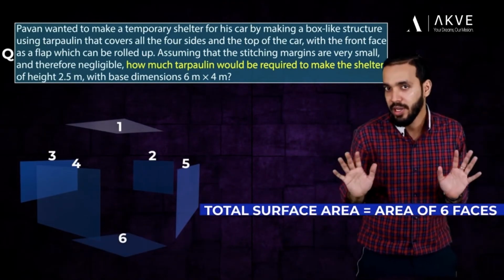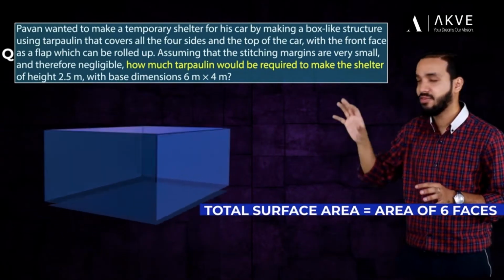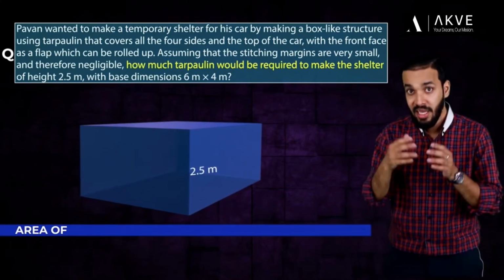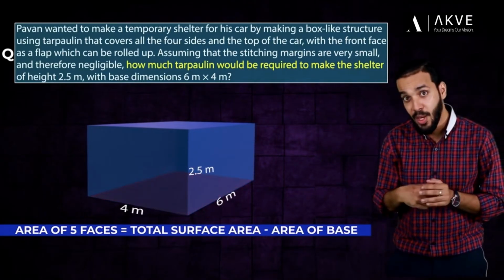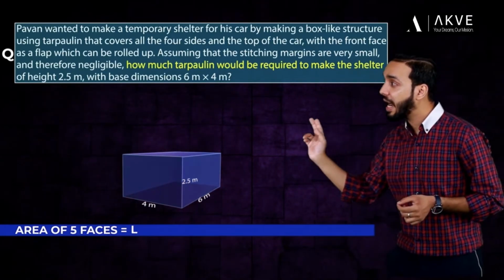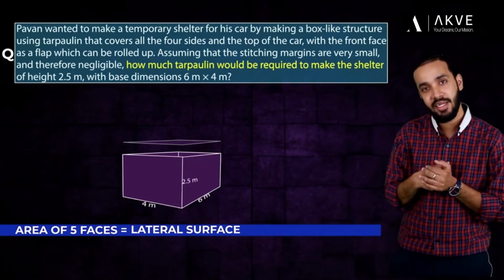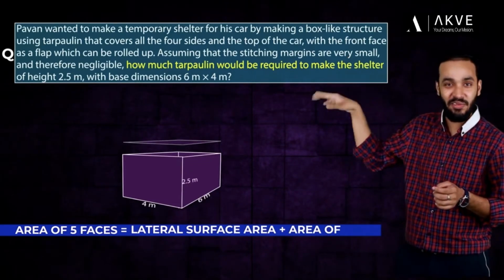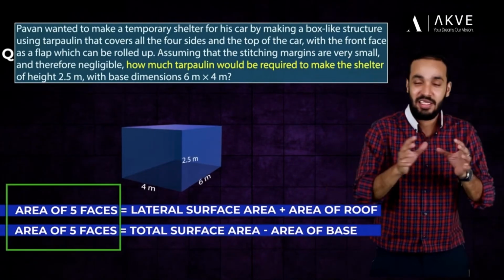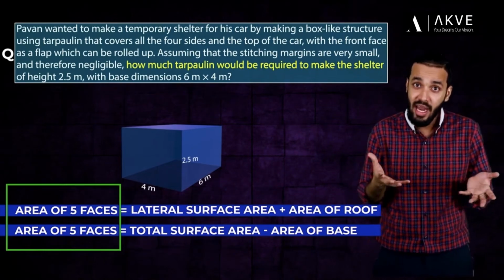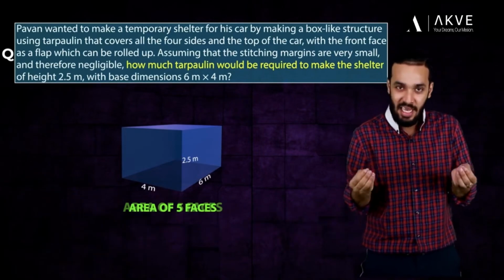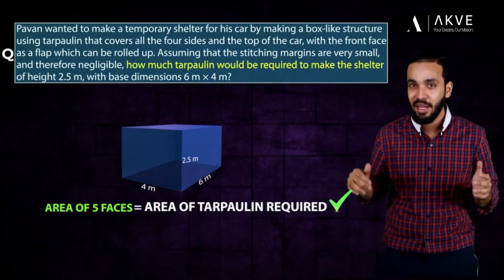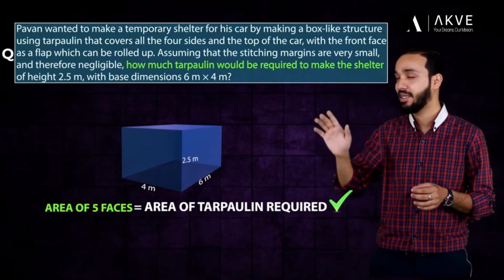So, what we can do is, we can find the total surface area of this cuboidal shelter and then subtract the area of base from it. Or we can find the lateral surface area of this cuboidal shelter and add the area of the roof. In any case, the result would be the same. We would get the area of the 5 required faces, which would of course be the same as the area of tarpaulin required to make this shelter.